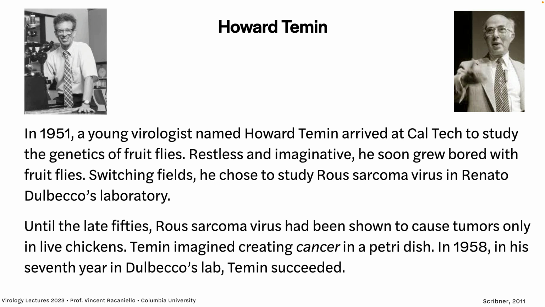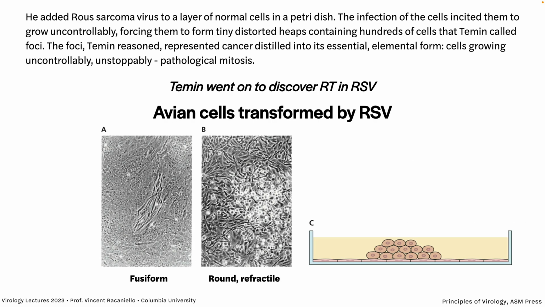Up until this point, people have been studying Rous sarcoma virus in chickens, and there's only so much you can do in chickens. You can't do any biochemistry or genetics. So Temin said, I am going to reproduce cancer in a petri dish. It's a little bit beyond what he actually wanted to do, but that's the image that you can get. He spent 7 years doing it, and he got it.